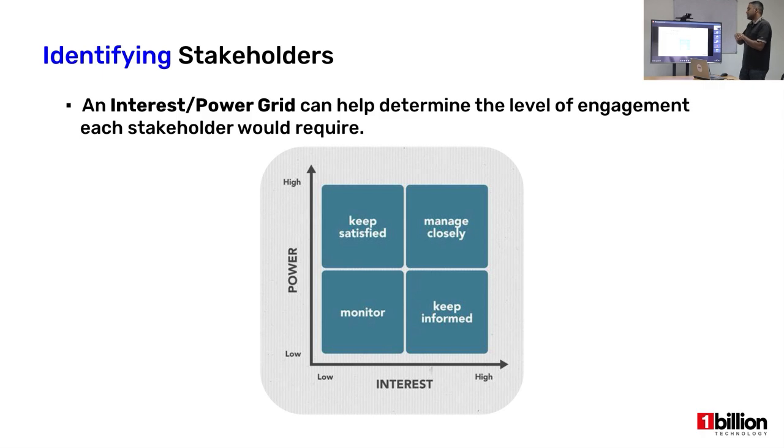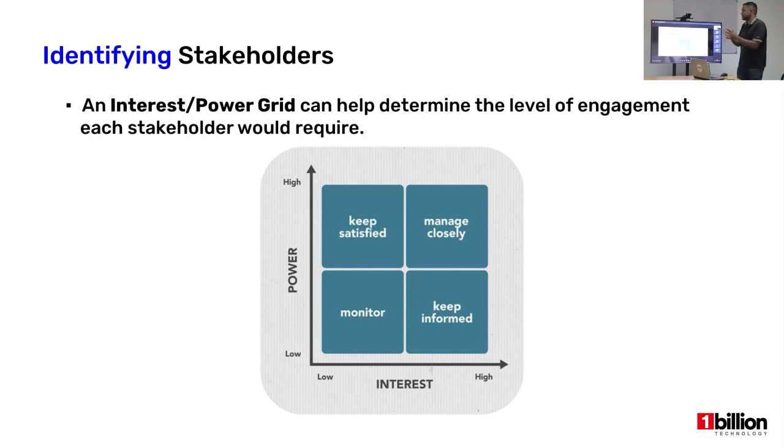So if you have a stakeholder with high power to affect your project and high interest in your project, you should manage them very closely. All right, and then you have, of course, the opposite of that, somebody who has low power and low interest. It's best to keep them informed, but not to bother with them too much. All right, just monitor them.